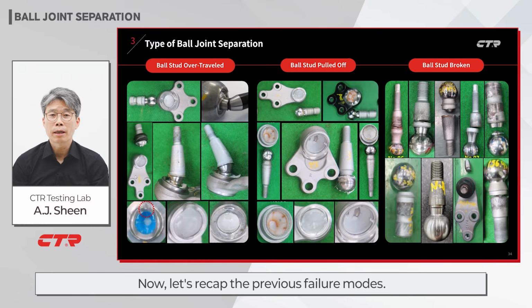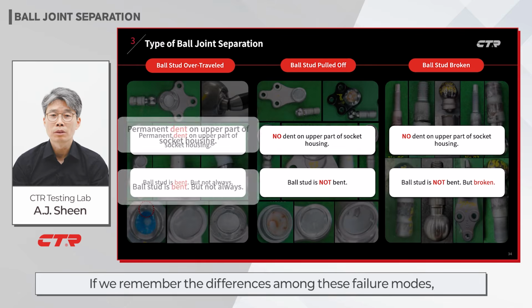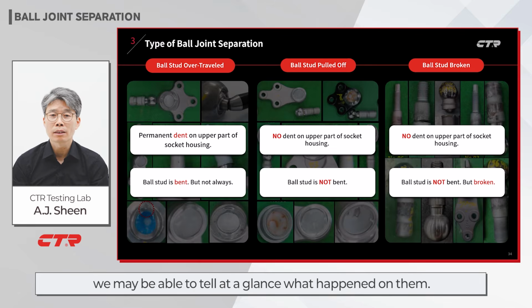Now let's recap the previous failure modes. If you remember the differences among these failure modes, we may be able to tell at a glance what happened on them. The appearance sometimes gives us some idea of what type of separation has occurred on them.